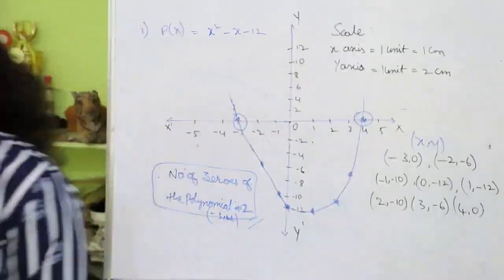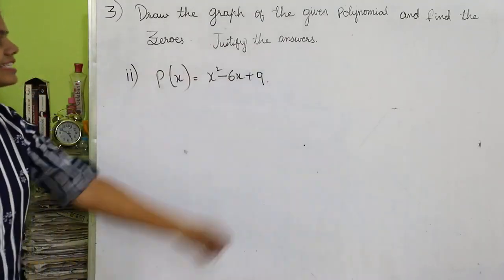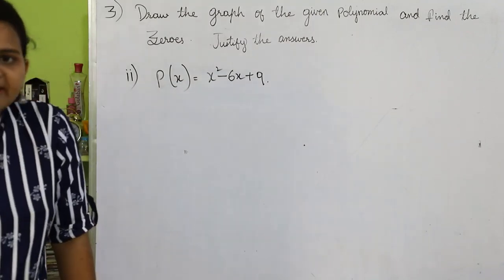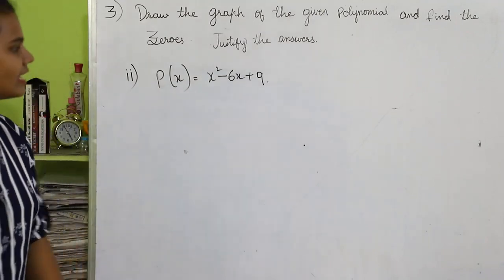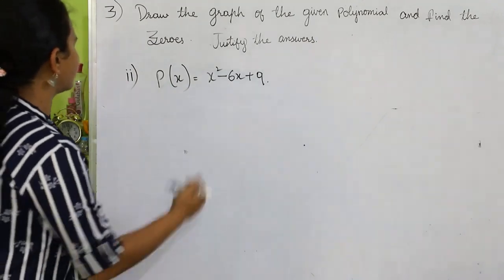Thank you. So the second one here, where p of x equals x square minus 6x plus 9. We must find the zeros of the polynomial. What to do? Find the zeros of the polynomial. Okay, so let's find out the zeros of the polynomial. Excited for it. So now let's go for it.